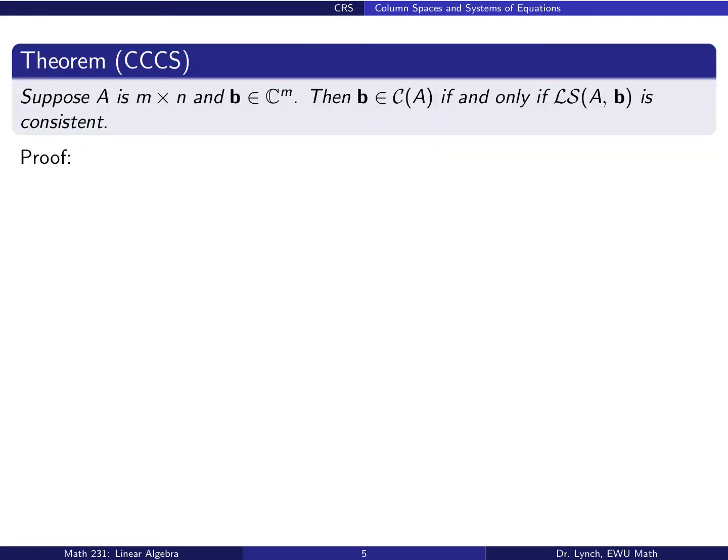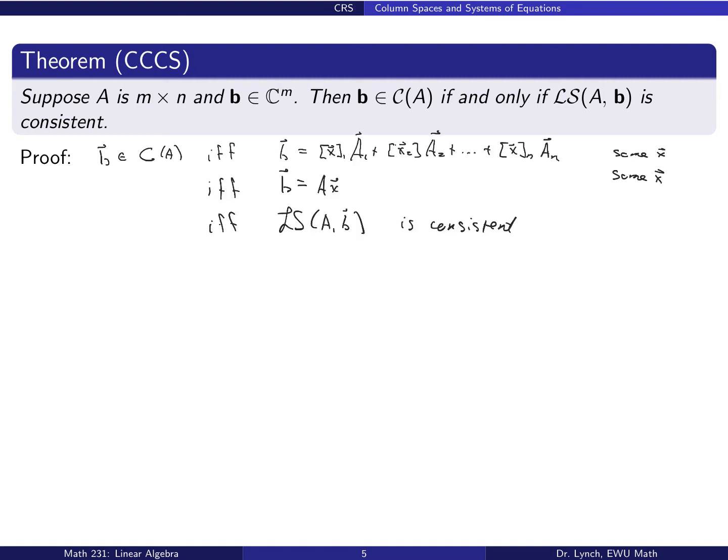We say that a vector B is in the column space of A if and only if the corresponding linear system with coefficient matrix A and vector of constants B is consistent. By definition, B is in the column space of A if and only if B is a linear combination of the columns of A. We know that is true if and only if B is equal to A times x. This is matrix vector multiplication from earlier in this chapter. And we now know that's true if and only if the linear system is consistent.